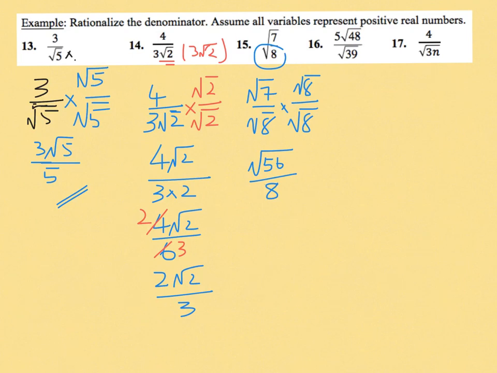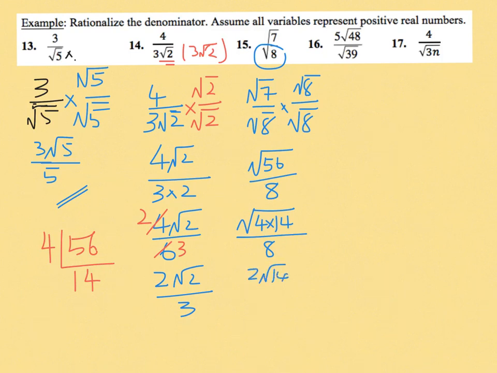And 56 can be broken down into, let's see, 56. I'm going to do the work here. 56, I can divide it by 4, and that gives me 14. So I can break down 56 into factors of 4 and 14 over 8. And if I simplify that further, I get 2 square root of 14 over 8, and that can be simplified into square root 14 over 4.